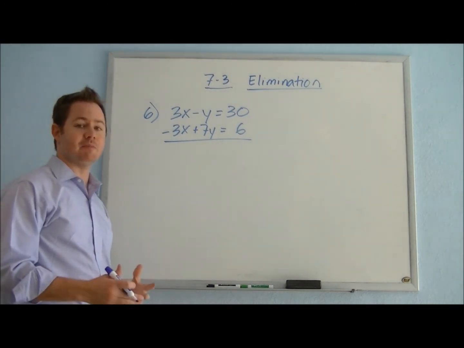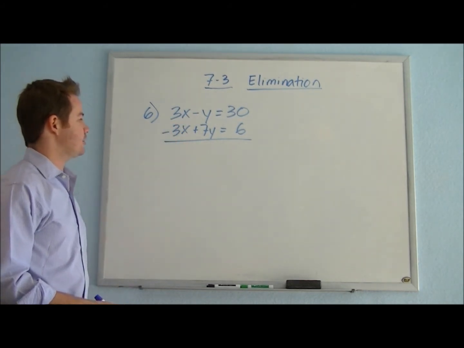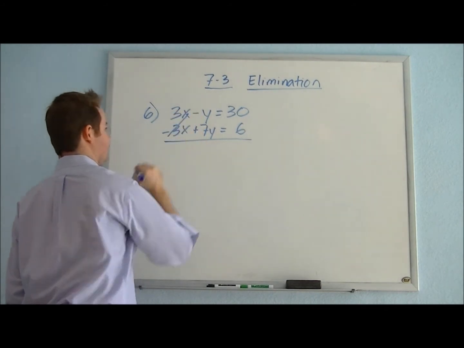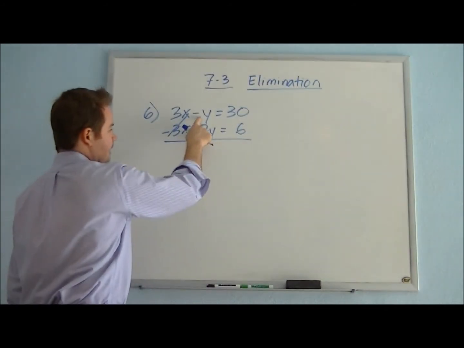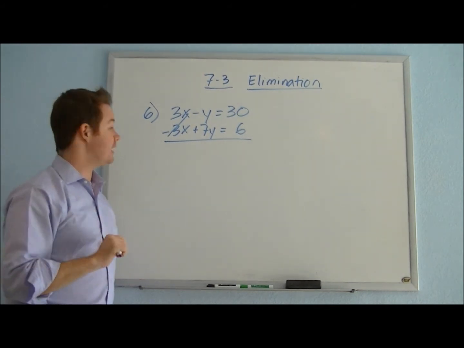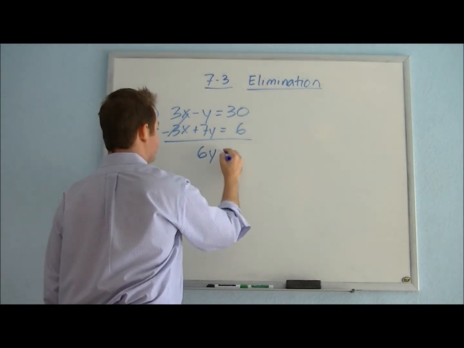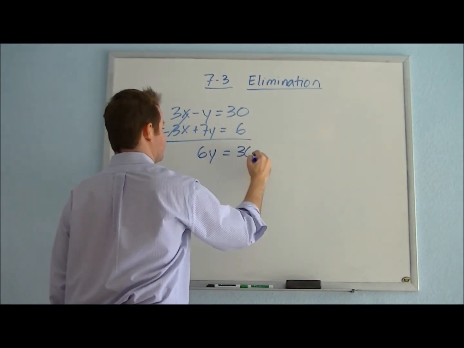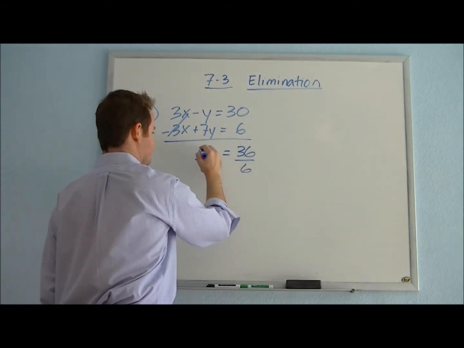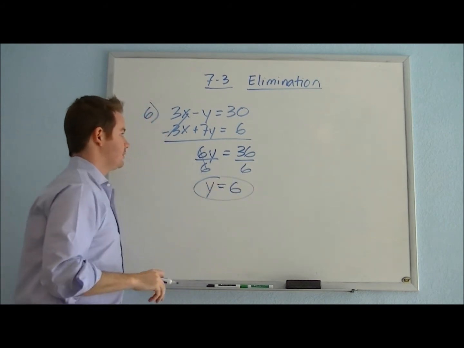So this is kind of a nice example to get started with because they set it up for us in a nice way to allow the x terms to cancel out. So when we add straight down, a positive 3 and a negative 3 cancels out. Negative y plus 7y would give us what result? If you said 6y, you're correct. A positive 7 and a negative 1 gives us 6y. And 30 plus 6 gives us 36. So to isolate y, we divide both sides by 6. And we're left with y equals 6.